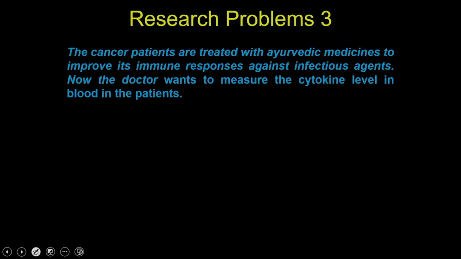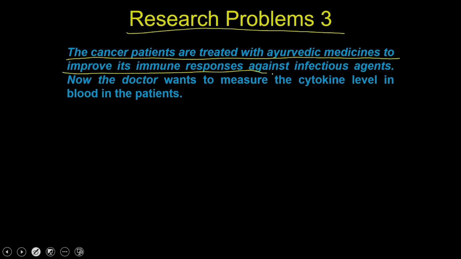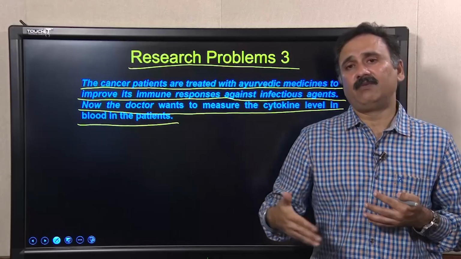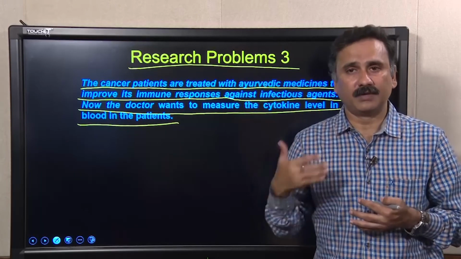Now, next we move on to research problem number 3. In research problem number 3, cancer patients are treated with Ayurvedic medicines to improve their immune responses against infectious agents. Now, the doctor wants to measure the cytokine level in the blood of the particular patient to understand whether the Ayurvedic medicine is working or not.